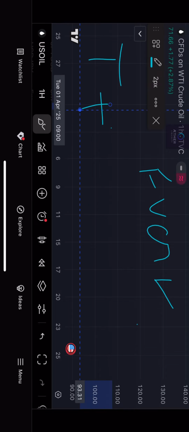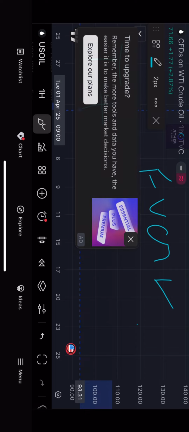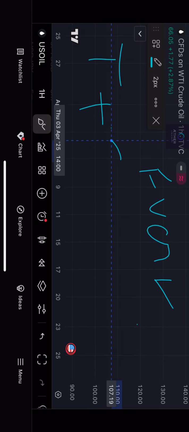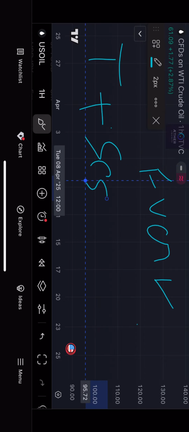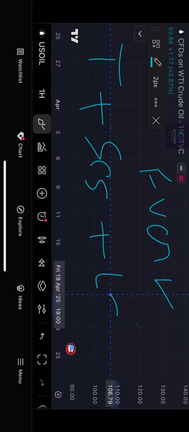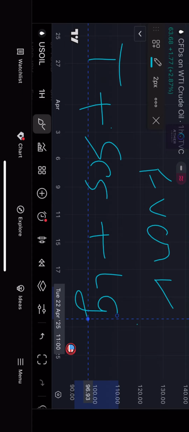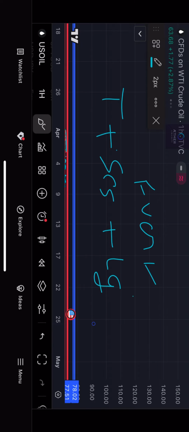1. Watch the trend. 2. Know the session you're trading. 3. Wait for liquidity grab. 4. Mark the FVG after that. 5. Wait for retracement. 6. Then enter. That's your A1 sniper entry setup.